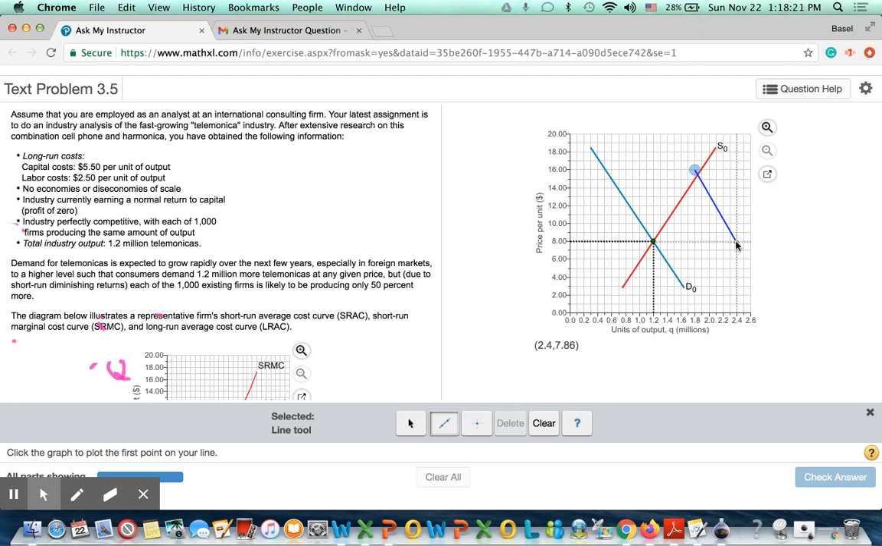So let me see if I can get it. I think the system will give you some margin for error. I think it should work this way. So I couldn't get it exactly at price 8, but it should work. And let me extend it a little bit. Okay. And let me label this. So this is demand 1. And I'm going to extend this as well a little bit.